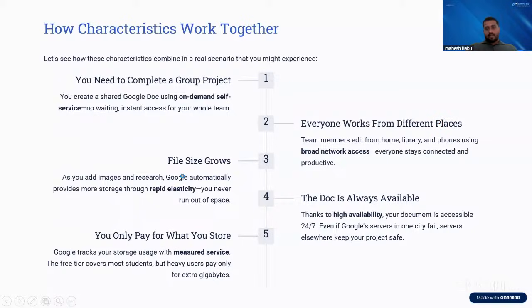Now, whenever my file size grows, obviously we have broad network access as a characteristic here. As the file size grows with images and research, Google automatically provides more storage through rapid elasticity. You never run out of space. By default, you get 15 GB of storage. Whenever the file size increases, automatically you get resources which are elastic in nature. The doc is always available, thanks to high availability, because whatever documents we store inside the cloud provider, we can access from anywhere. Availability is one of the important terms here.